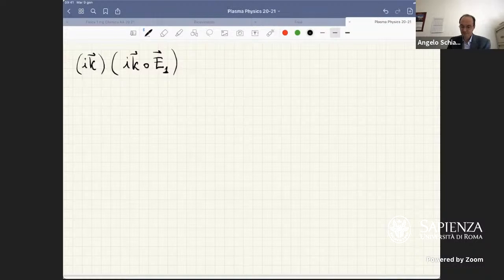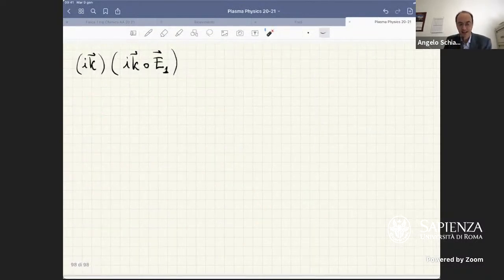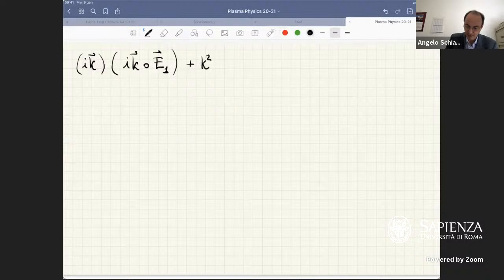Then we have minus the Laplacian. The Laplacian is becoming the square of ik. So minus minus becomes 1. So we have plus k squared E1. And please notice that we are retaining the vector information in this equation because actually we are not using the fact that the electric field is at 90 degrees with respect to the direction of the wave.